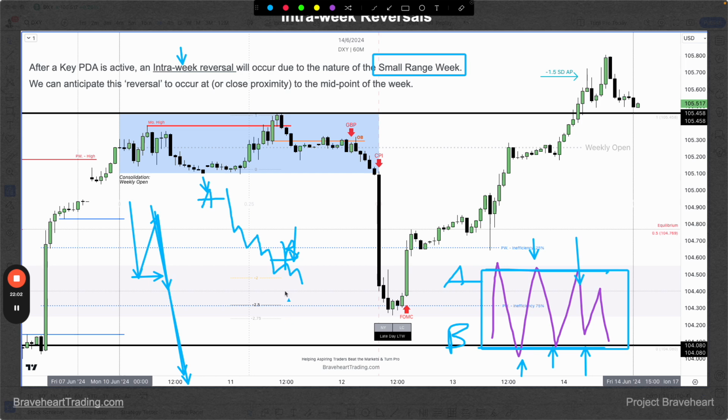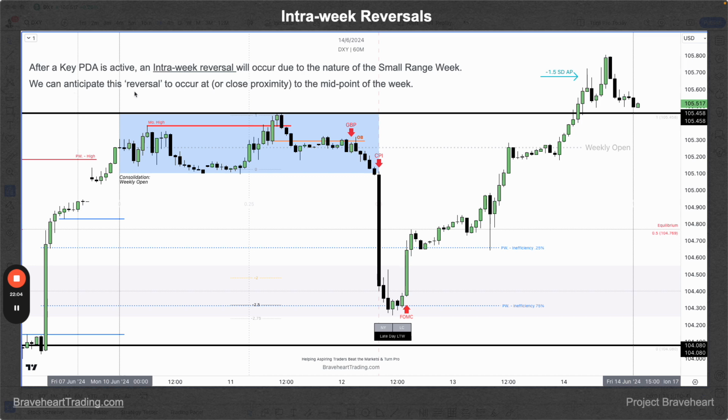And we could anticipate the reversals to occur at or in close proximity to the midpoint of the week. So we can see here, midpoint of the week. So Friday close, Monday's open. That's what I like to use. This is where you can anticipate a midweek reversal. And you can see it doesn't happen exactly at it, but just in close proximity.